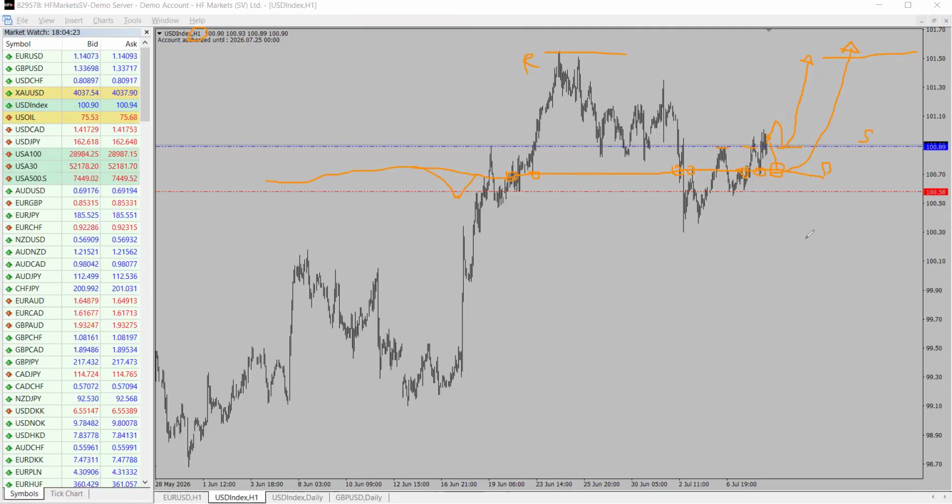You can see I'm interchangeably using support and demand. Support and demand, in a nutshell, are areas where you find buying pressure, right? But I'm calling one support and one demand because at the end of the day, they are seen differently.